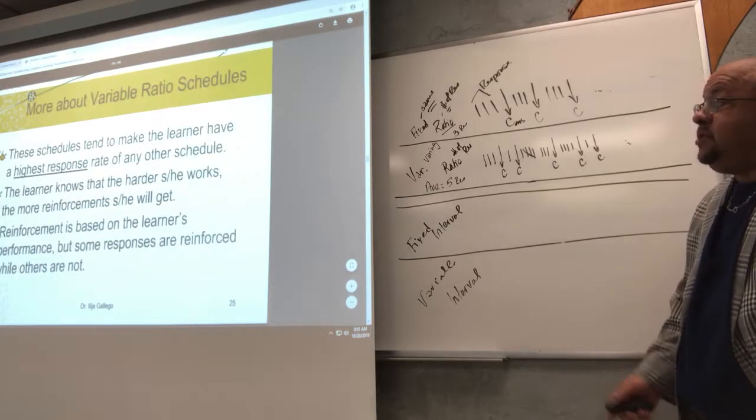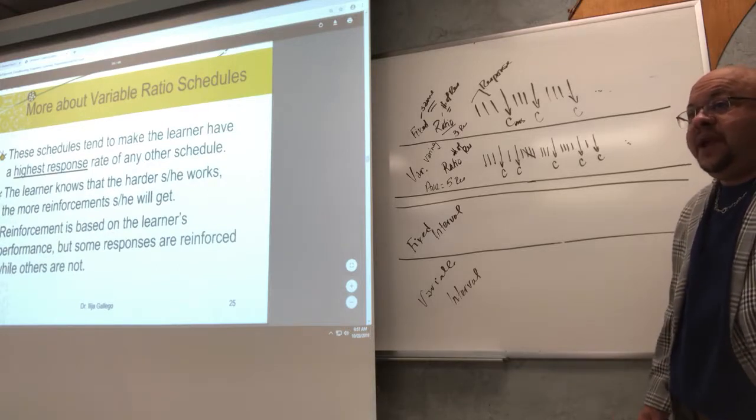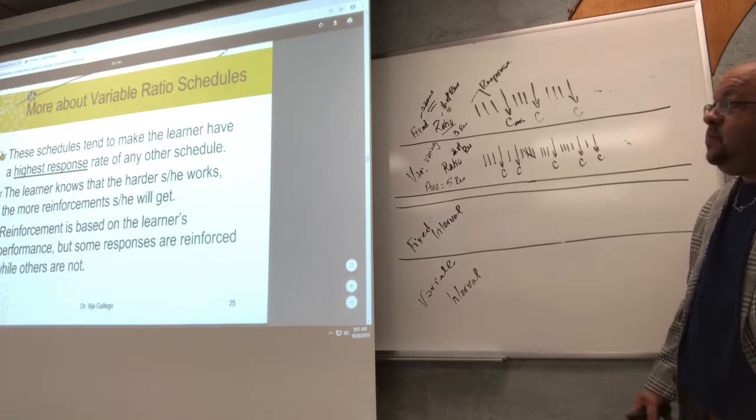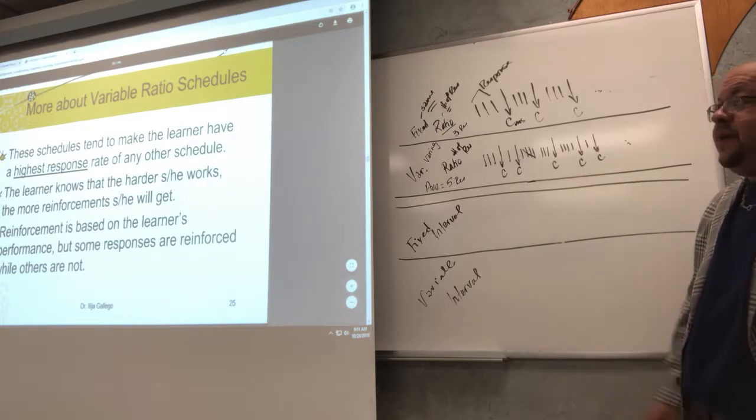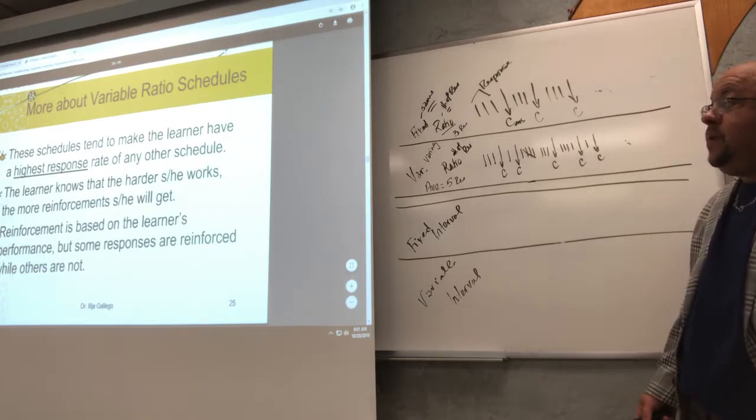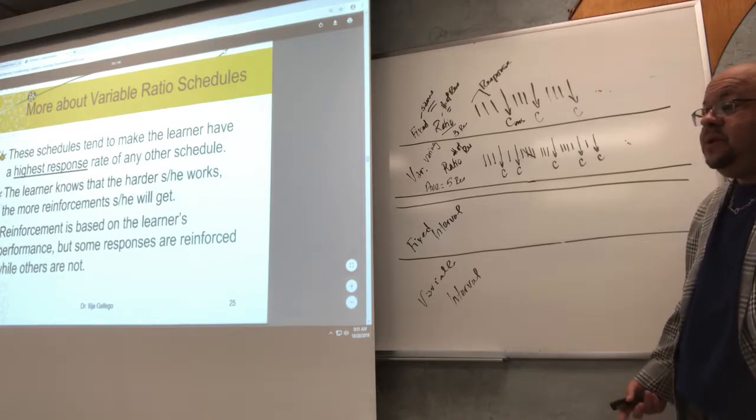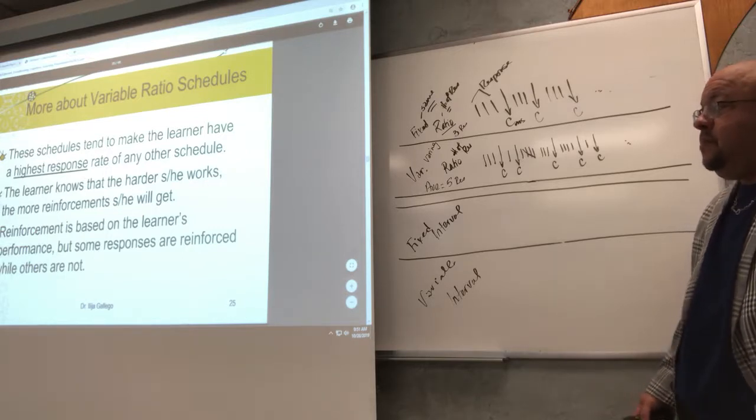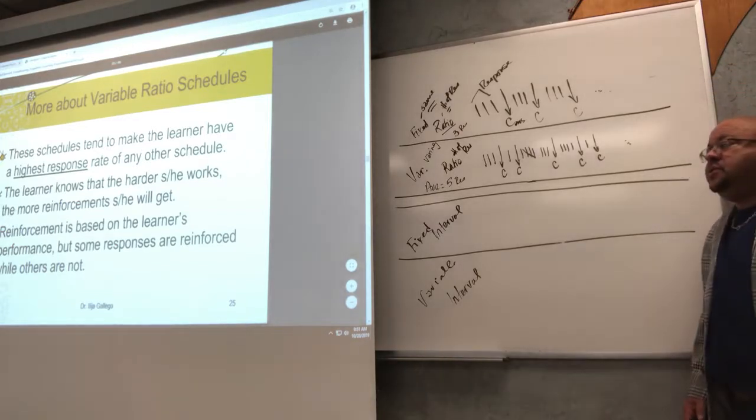Now variable ratio has the highest response rate of all the different schedules. The learner will work the hardest with variable ratio. They know the harder they work, the more reinforcement they're going to get, and they know that the reinforcement is based on their performance. They just don't know which responses will be rewarded and which will not.